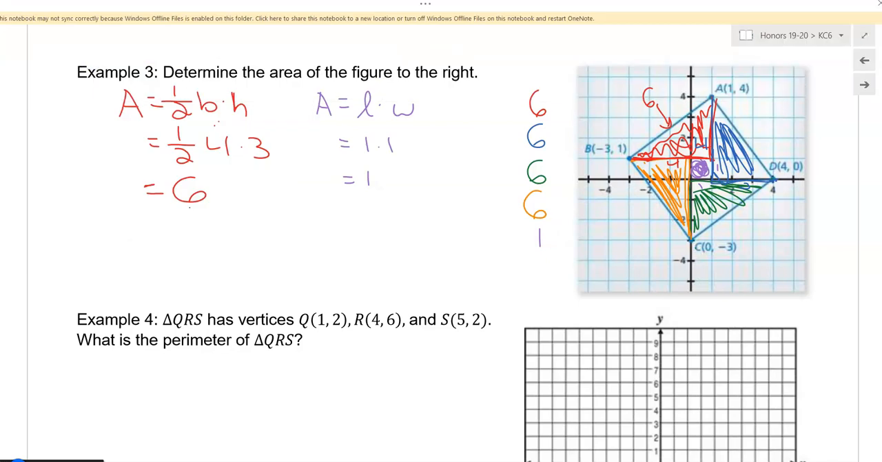So I'm still adding all of these up. 6 plus 6 plus 6 plus 6. Well, 4 times 6 is 24, plus 1 is 25 units squared.